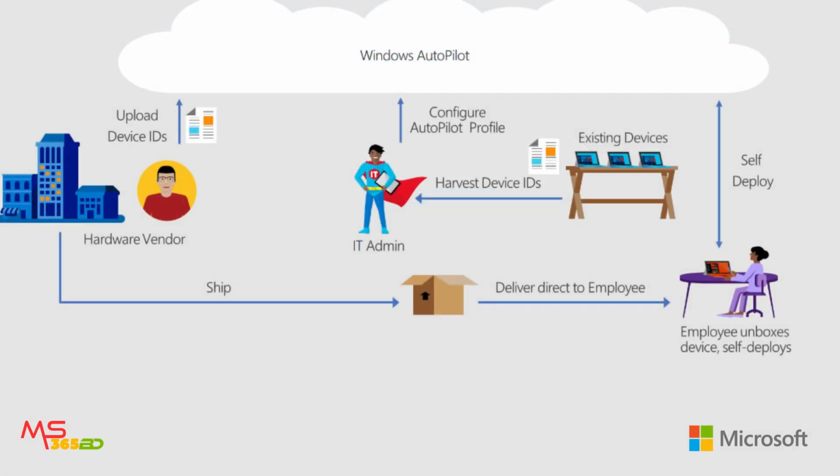The following diagrams summarize how you might use manual registration and OEM registration to deploy both new and existing devices with Windows Autopilot.